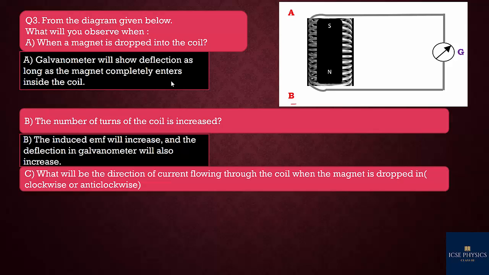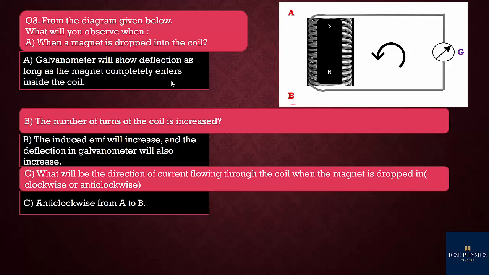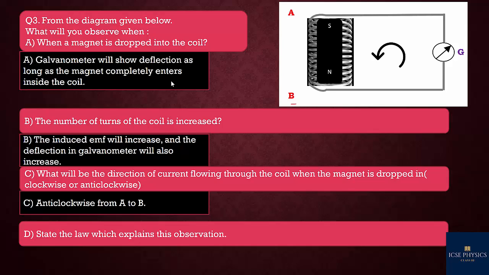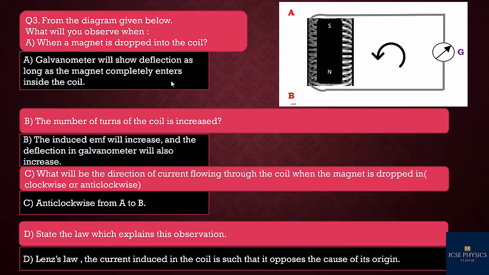Third part, what will be the direction of current flowing through the coil when the magnet is dropped in? Is it clockwise or anti-clockwise? The answer is anti-clockwise, from A to B as shown in the figure. The fourth part, state the law which explains this observation. Lenz's law. The current induced in the coil is such that it opposes the cause of its origin.